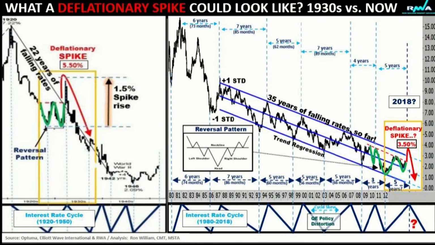And I've just shown it there on the right, that deflationary spike outside of the 35-year fall in rates, and then back down again before we actually start to see that long-term reversal from down to up, more than likely into the end of the decade, into 2020. I was going to ask you, as a last comment on this, to give us some dates and some timescales on this.